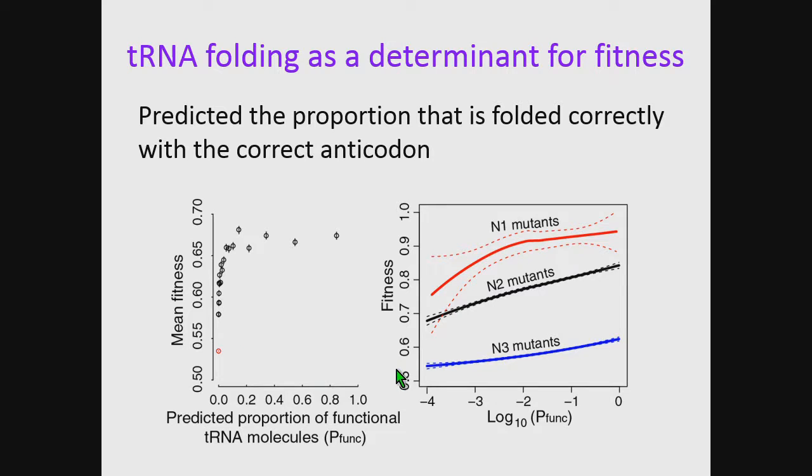And after controlling for the number of mutations, the trend also holds. So for single, double, and triple mutants, we can see that fitness is highly correlated with the predicted proportion of functional molecules. And the correlation for the raw data, for the 65,000 data, is 0.4.